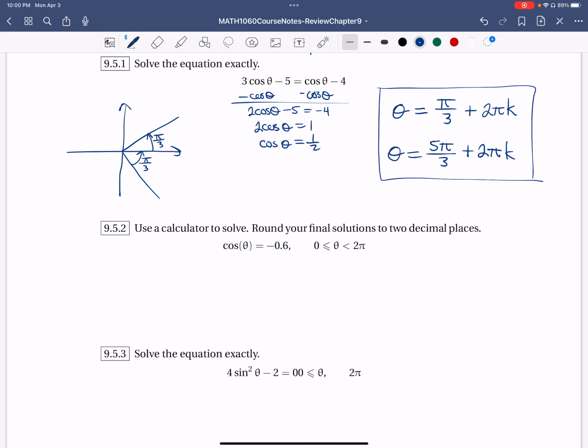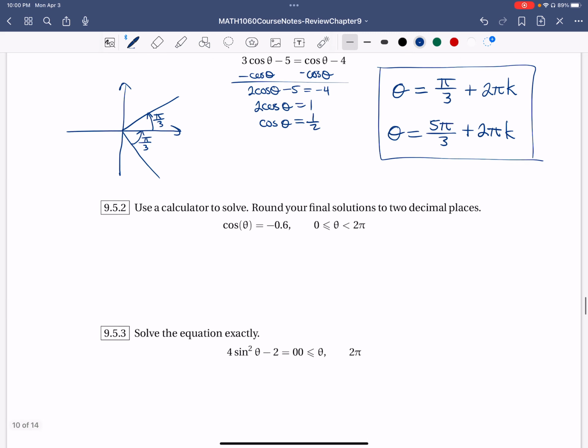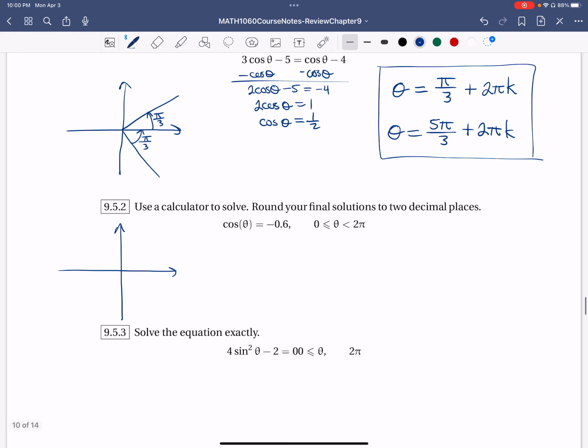Okay, now the next one tells us to use a calculator to solve, and we want to round our final solutions to 2 decimal places. Now the danger here is that we should actually get 2 solutions out of this, but the calculator, if we just take the arc cosine of both sides here, the calculator is only going to give us 1 solution. In fact, because what we got out of this was a negative number, that means the arc cosine, when we take that, is going to give us an angle in the second quadrant.